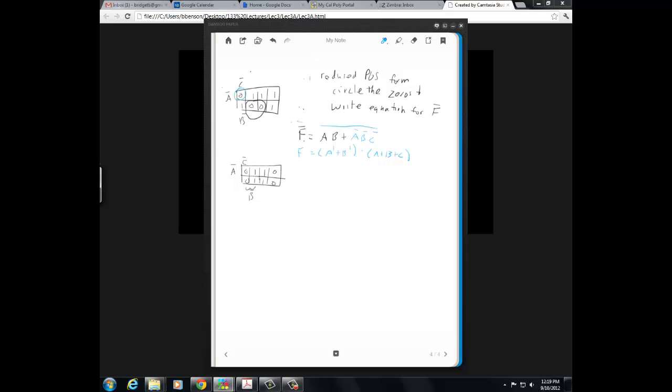Great. Okay, how about this one? Again, we're going to circle the zeros. We can actually group these 4 zeros into one grouping. So we're going to get F naught is equal to, what letter is that? C naught. This we don't really need any fancy De Morgan trick, but we can go F is equal to C is our final answer. This is going to be the same in SOP and POS.